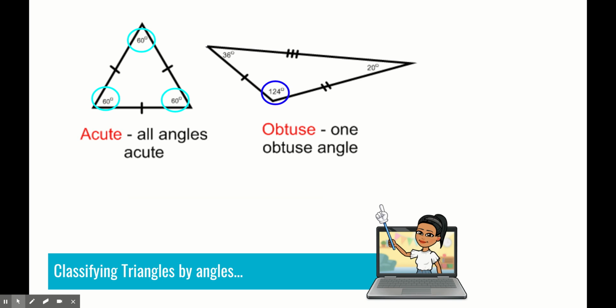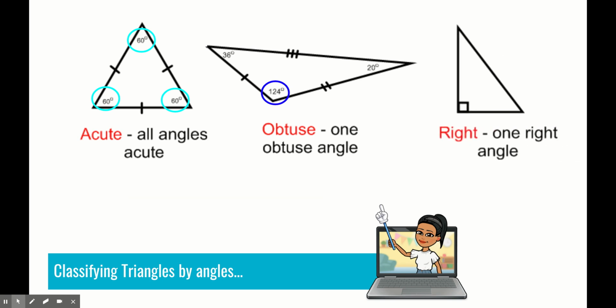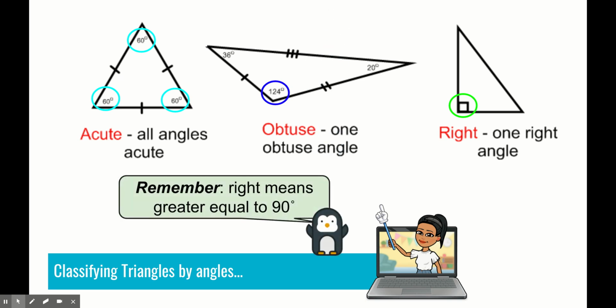And lastly, we have our right triangle. A right triangle has one right angle. And remembering that a right angle means to be greater than 90 degrees. Sorry, equal to 90 degrees. So it must be equal. So take a look. This is how we classify triangles by their angle measurements.